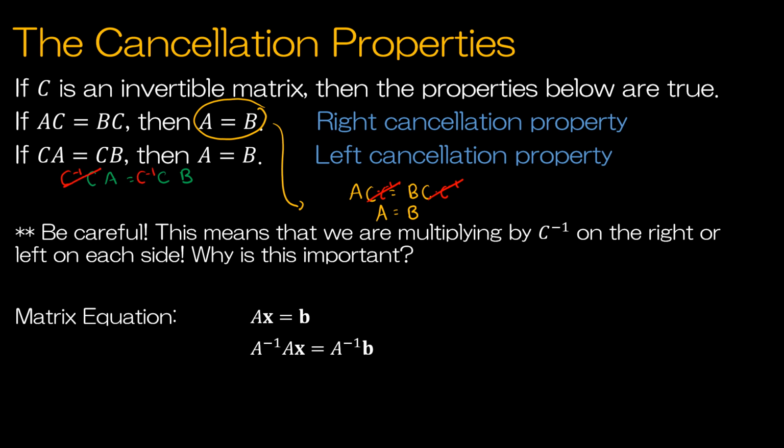C inverse times C is the identity and goes away, and therefore I have A equals B. Now, why am I making a big deal out of it? Because we talked in lesson 2.1 about the matrix equation. And I said, guess what?